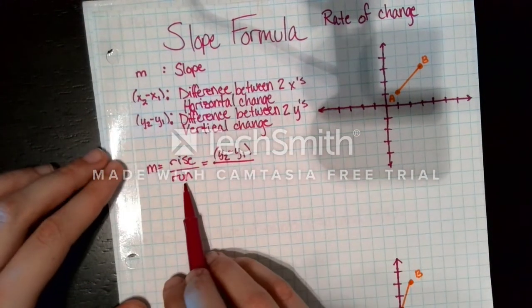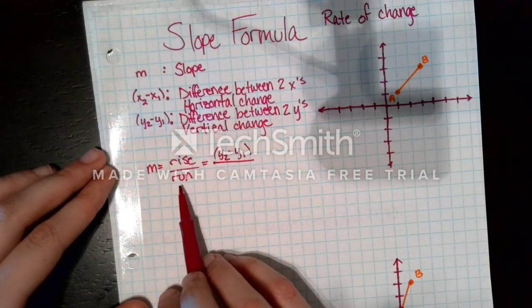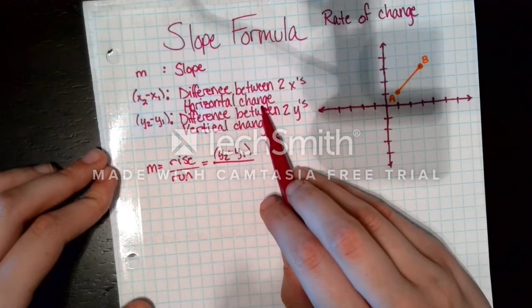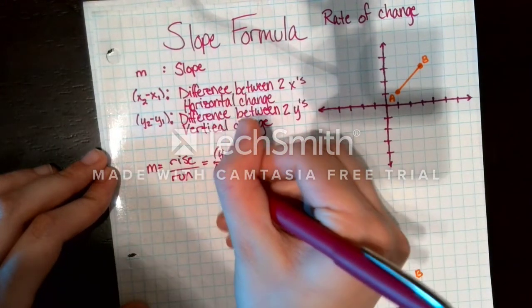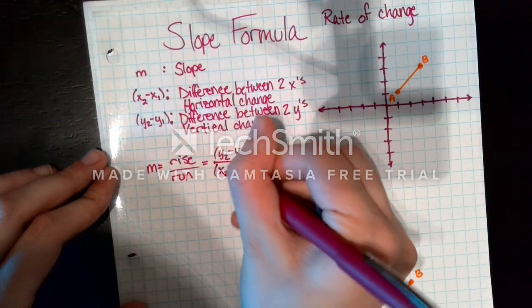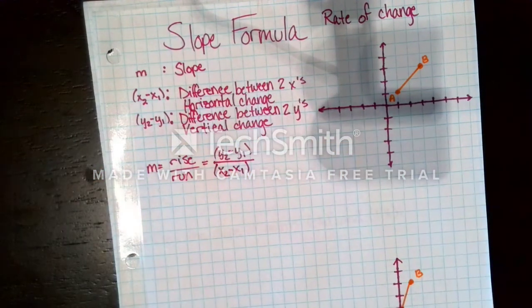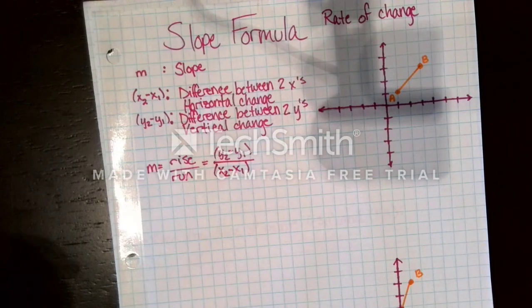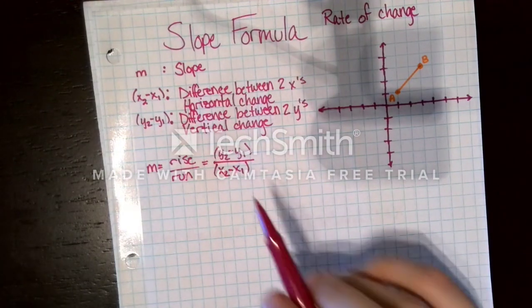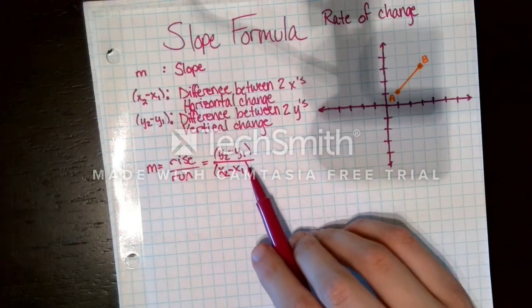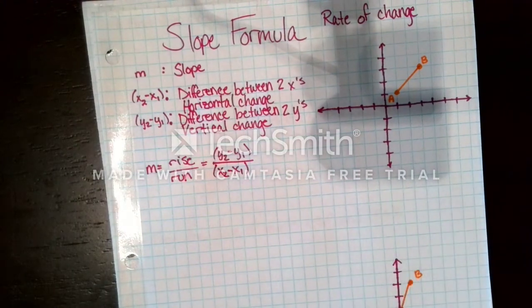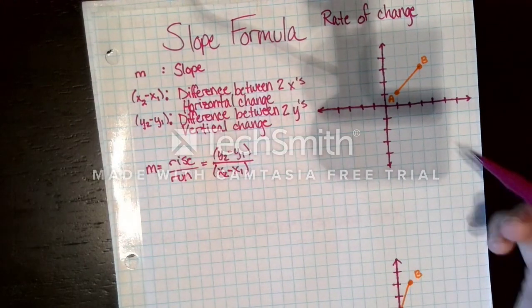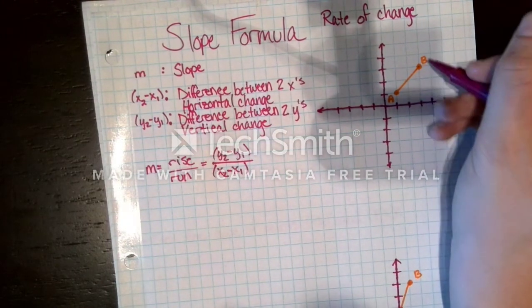And again, for run, it's the same concept. When we're talking about run, we're looking at the horizontal change between 2 points. So write down x2 minus x1. So what we're looking at here is in our formula, we're finding the vertical change divided by our horizontal change to get our rate of change. So let's go ahead and give it a try for this example right here.